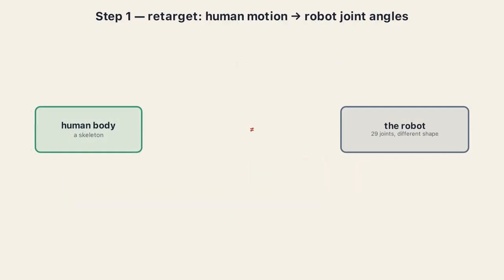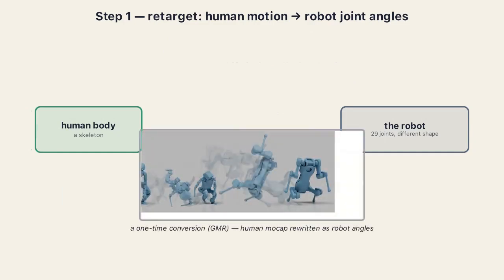Let's open it up. First, a problem. The motion comes from a human body, but the robot is not shaped like a human. Different limbs, different proportions, 29 joints instead of a skeleton. So before training even begins, we run a one-time conversion called retargeting. It takes the human motion capture clip and rewrites it as robot joint angles. The human's walk becomes a table of numbers the robot can actually be measured against.